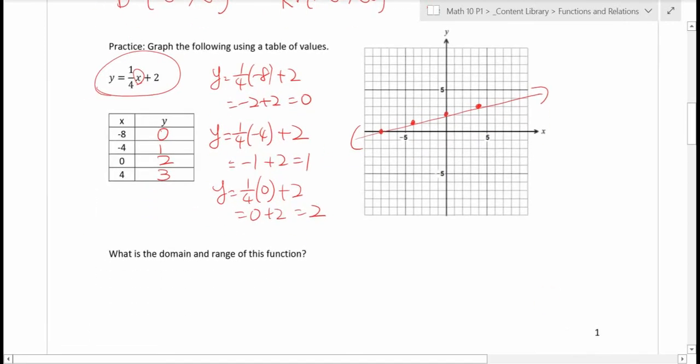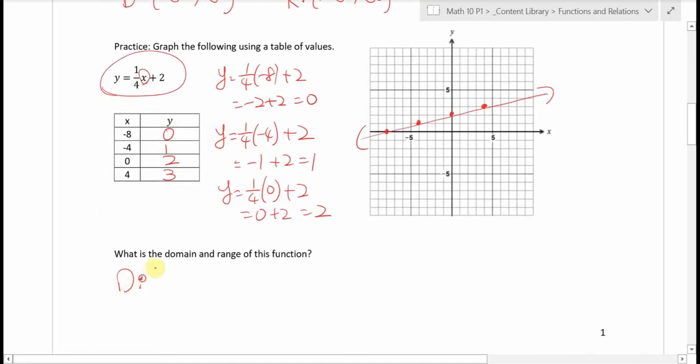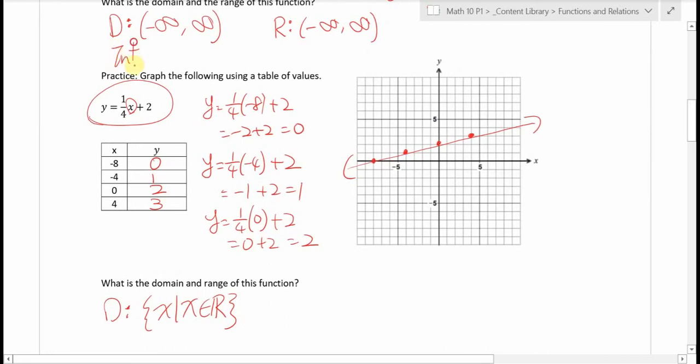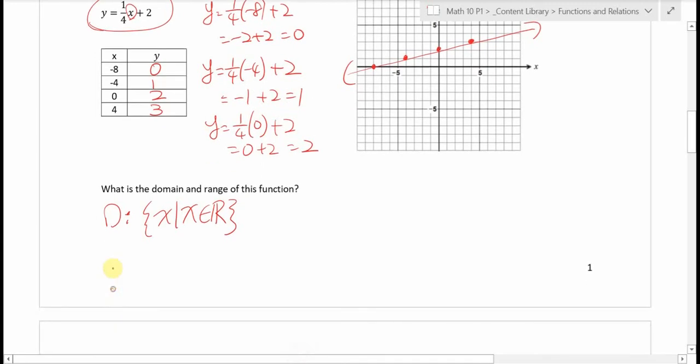So the domain will be the set of x values such that x is an element of all real numbers. Recall this is the interval notation. That's how you write the domain and range in interval notation. This would be the set notation. You should know both. You need to know how to do both.